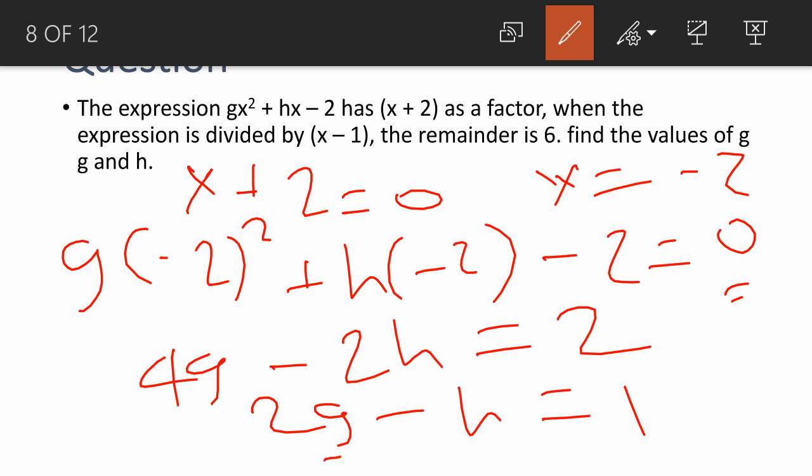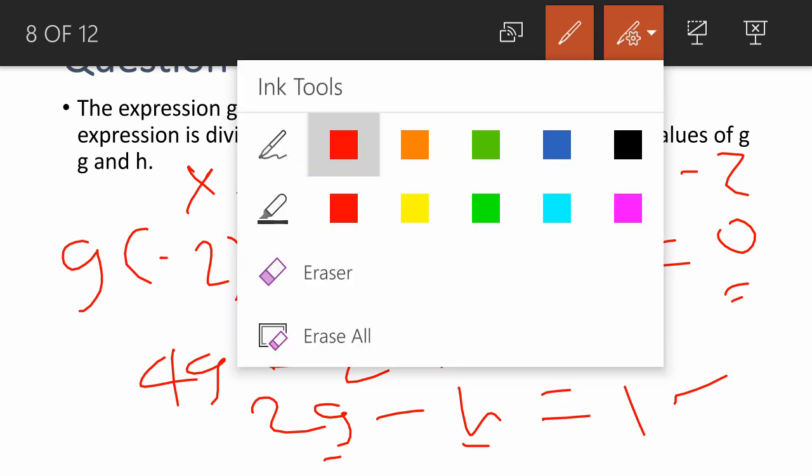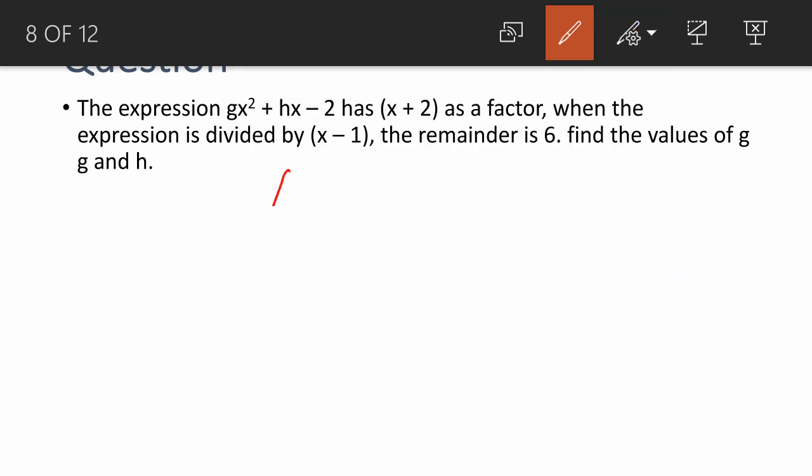We can call that equation 1 because we have two unknowns. We don't know g, we also don't know h. Okay, so we have equation 1: 2g minus h equal to 1. Please, you can write that somewhere. Now, we continue with x minus 1.